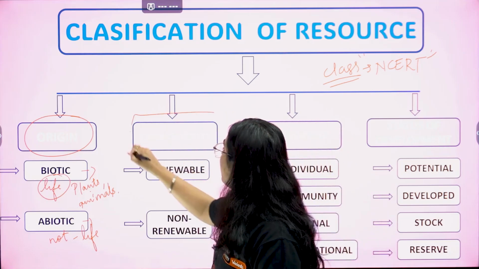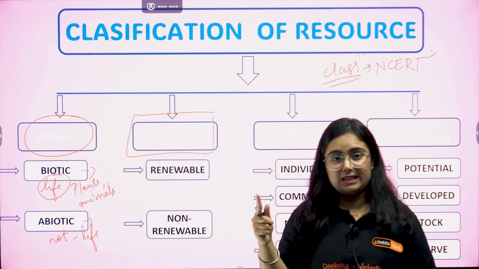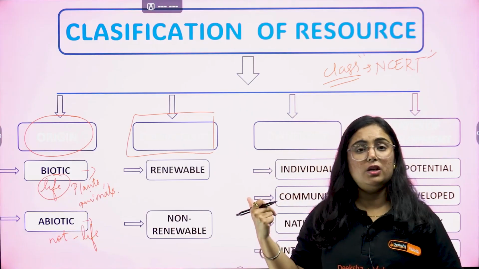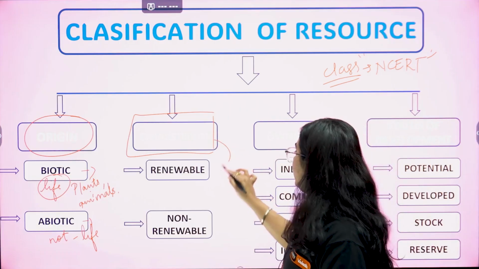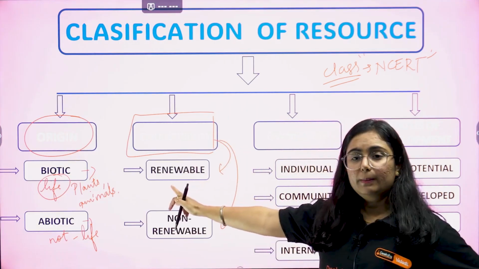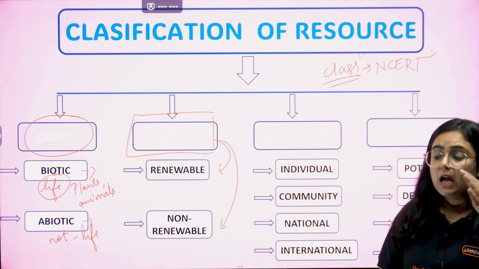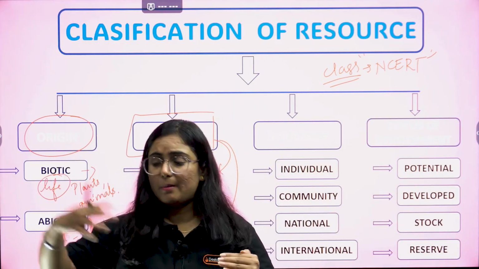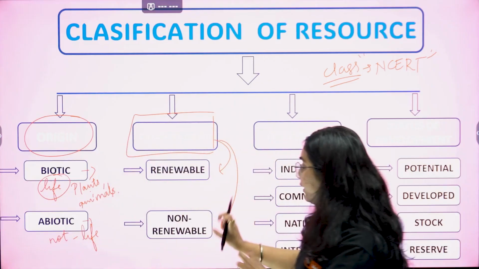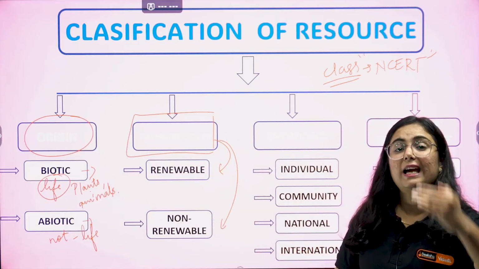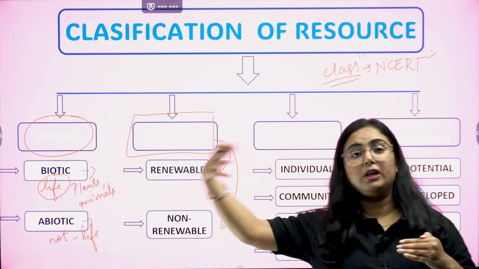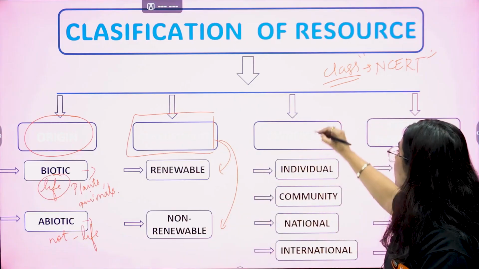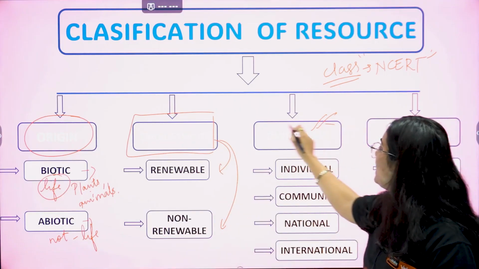Moving towards the classification on the basis of exhaustibility, right? How much time does it take to end, like will it regenerate or not? On the basis of exhaustibility, there are two types of resources: renewable resource and non-renewable resource. Renewable resources are the resources which regenerate easily, in the upcoming years. However, non-renewable resources are the resources which do not get regenerated, or take millions of years to renew. For example, coal, fossil fuels, etc. Getting the point?